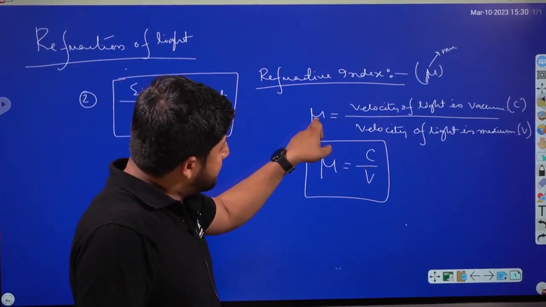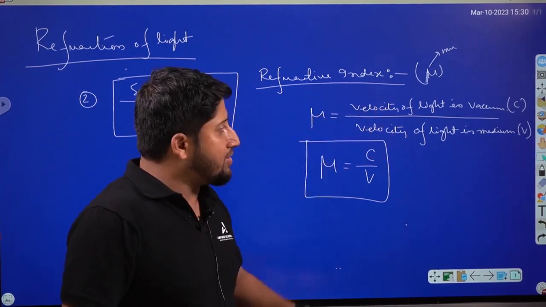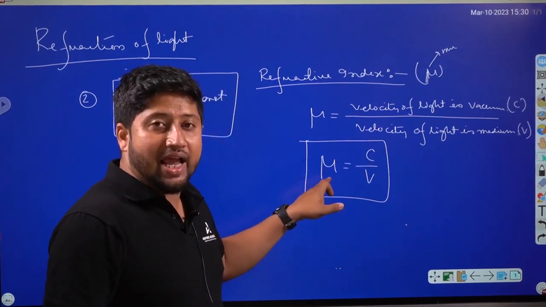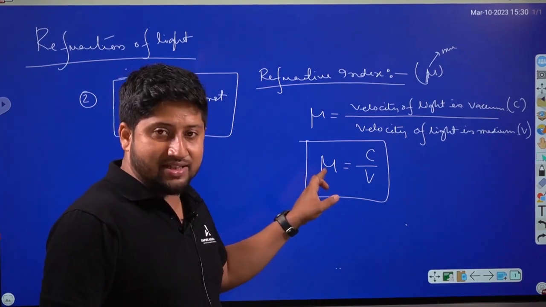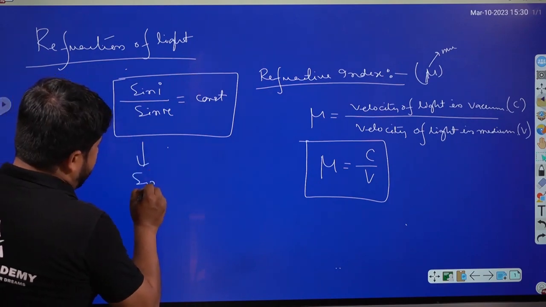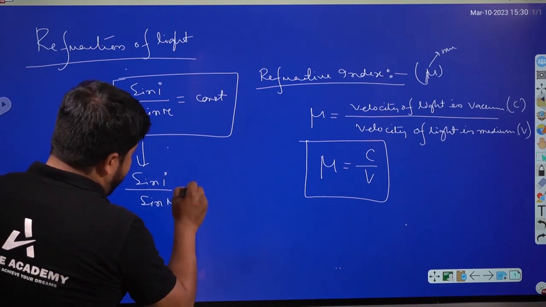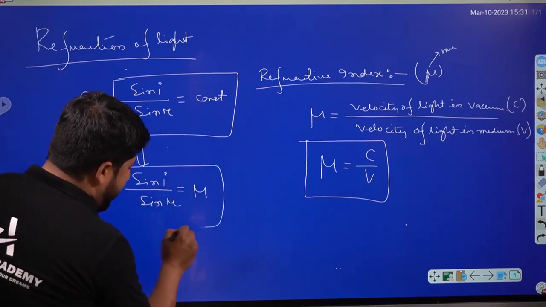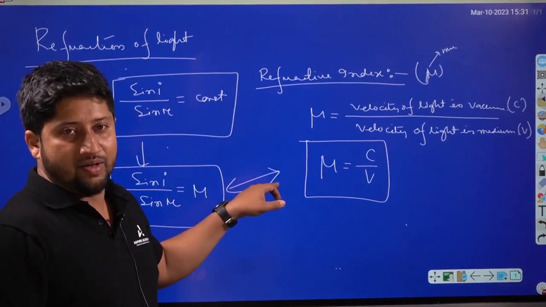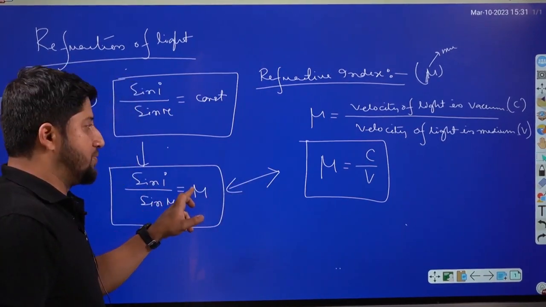C by v means mu is the ratio between the velocity of light in vacuum divided by the velocity of light in the medium, which is a constant quantity, and this constant is called the refractive index. In the second law, we know that the sine of the angle of incidence divided by the sine of the angle of refraction is a constant, and this constant is called mu. So sine i by sine r is equal to mu.